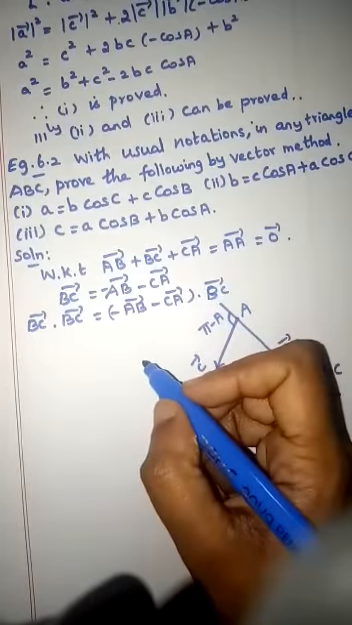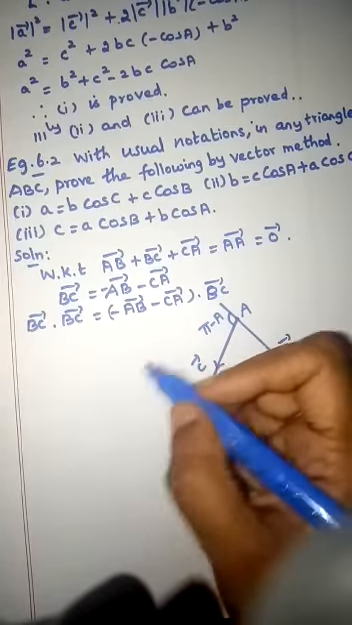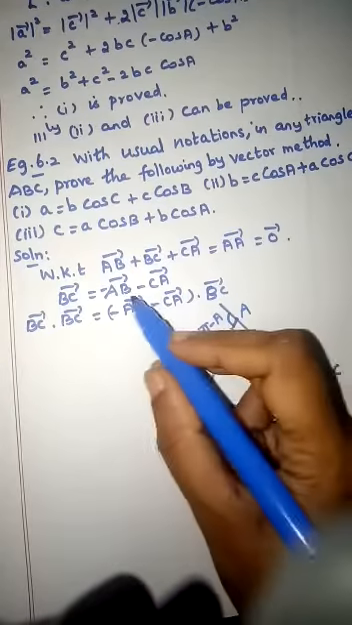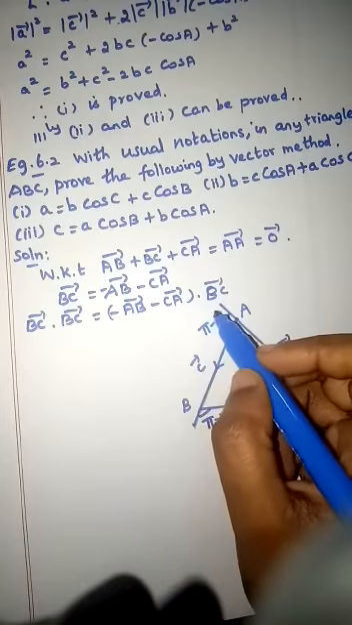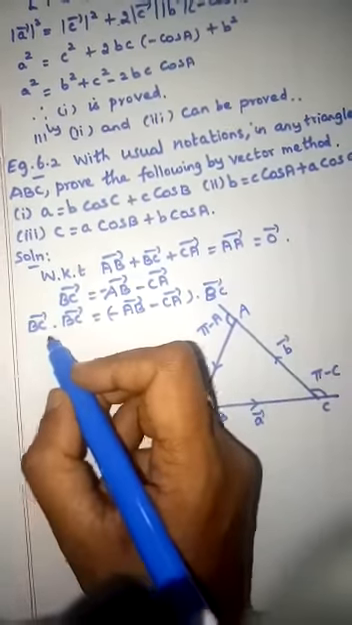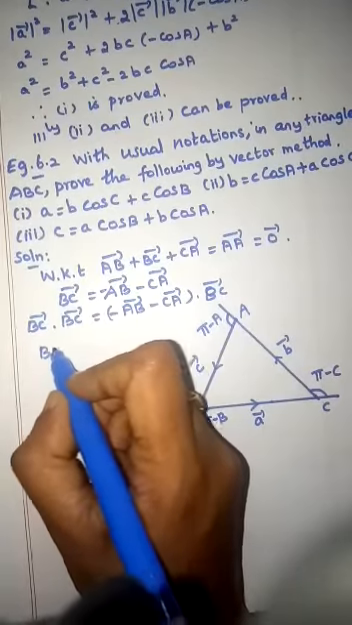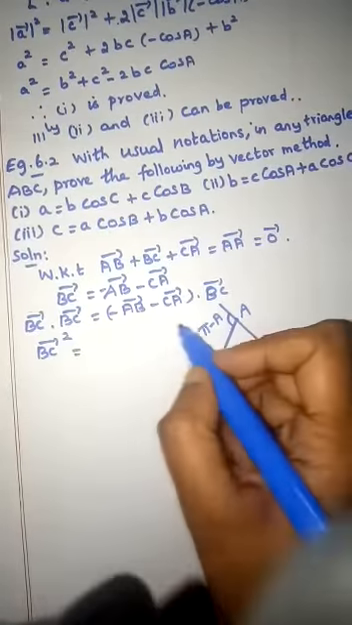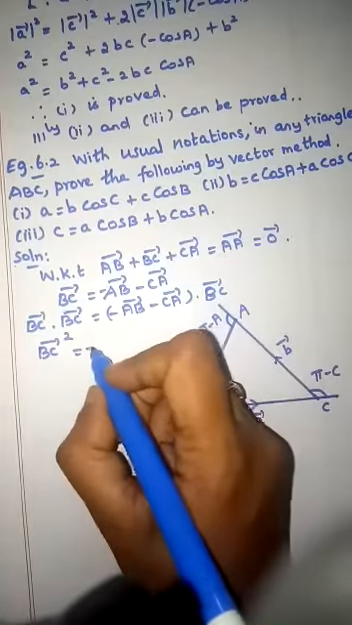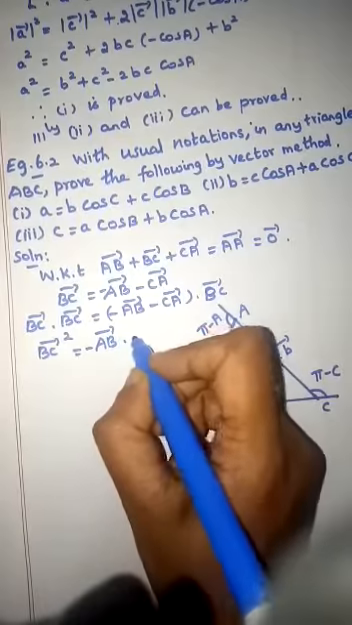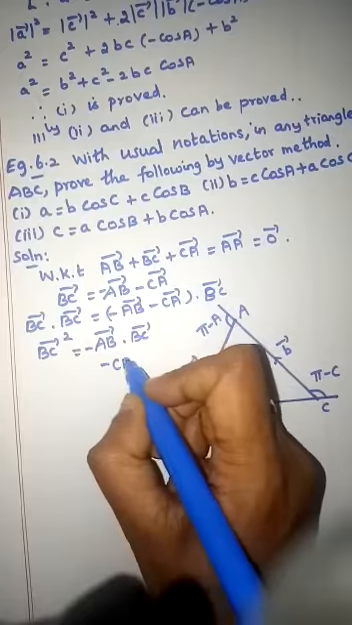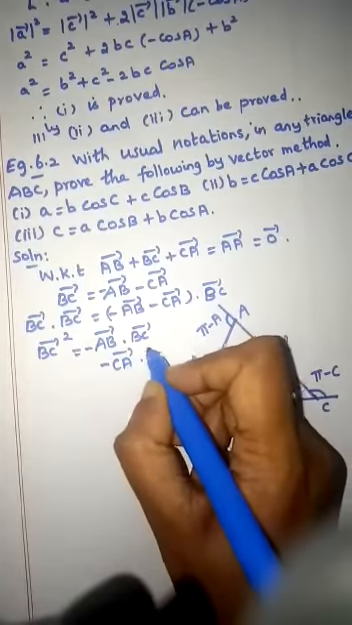Okay, so up to this it is like the previous example. After this it will be different. In the previous example how we have done, instead of this BC vector we will replace this value, isn't it? But here we will not replace that, just we will take this inside. In the left hand side BC vector dot BC vector means BC vector square equal to, here you can take this dot product inside, so minus AB vector dot BC vector, same way minus CA vector dot BC vector.